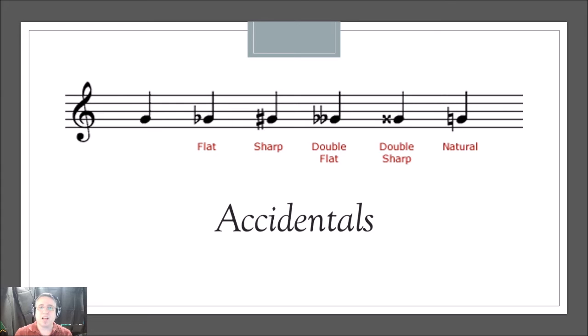A flat lowers the note that it's written on by a half step, while a double flat lowers that note by 2 half steps. A sharp raises a note by a half step, and a double sharp raises that note by 2 half steps. The natural symbol, shown at the end here, is used to cancel out an accidental previously written in a measure, or if a note is sharp or flat in the key signature, it's used to play the natural form of that note.